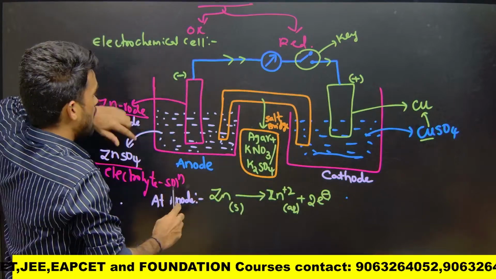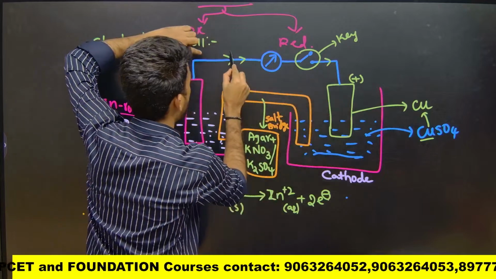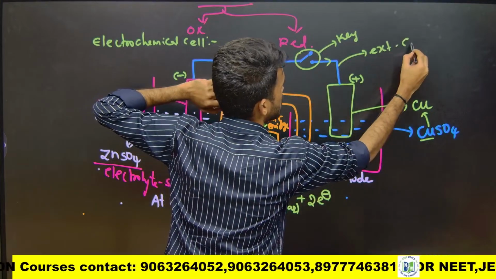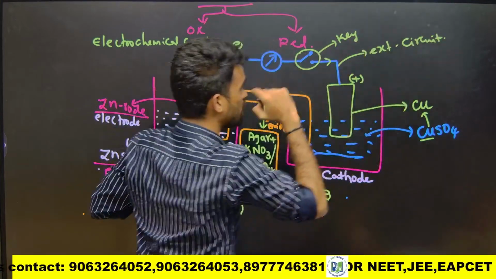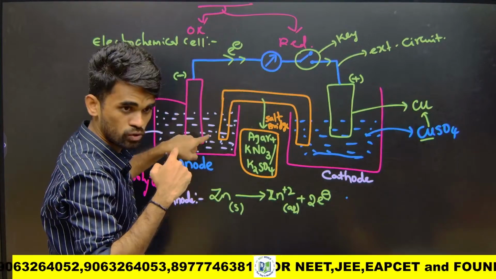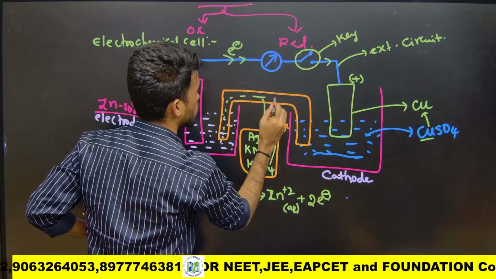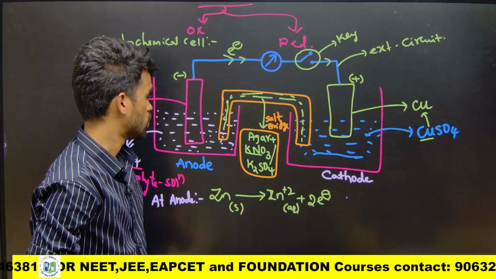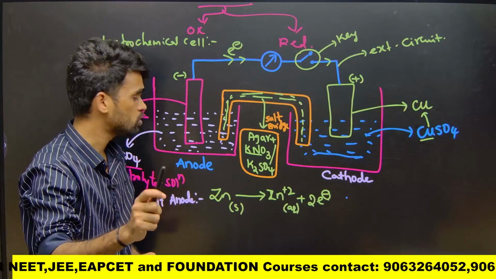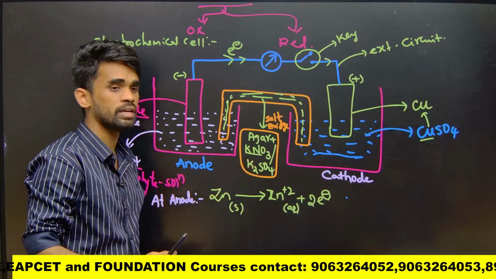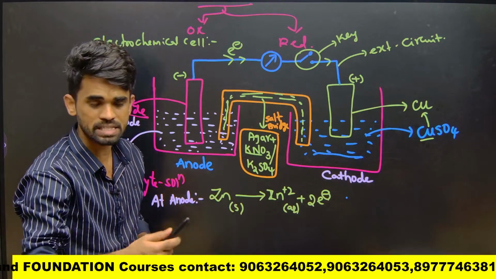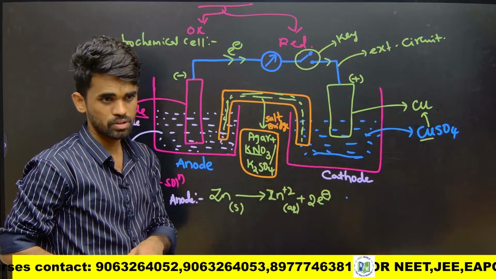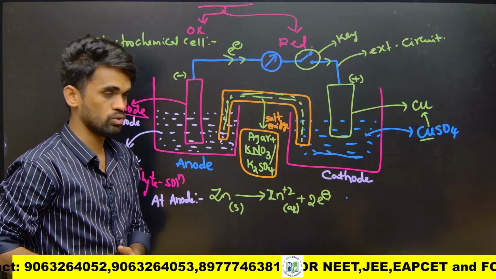Okay, so now see, electrons are flowing from here to here, from anode to cathode through the external circuit. This is an external circuit. Okay, so now current will flow through the internal circuit from here to here. This salt bridge contains agar-agar with KNO3, K2SO4. So now you should get a doubt: why do we have to use only KNO3, K2SO4? Why not NaCl? Why not KCl or some other species? They are not good electrolytes. So I will tell you about that.